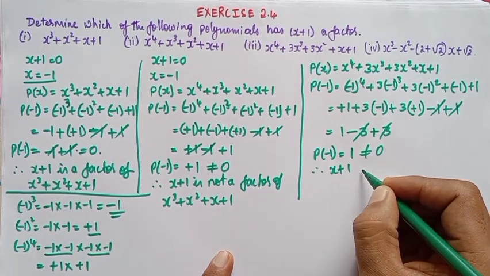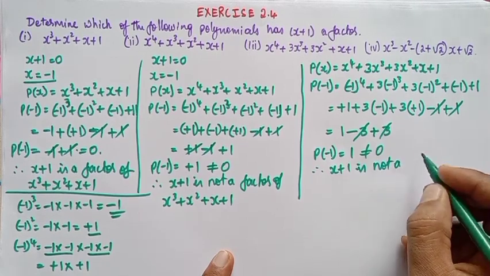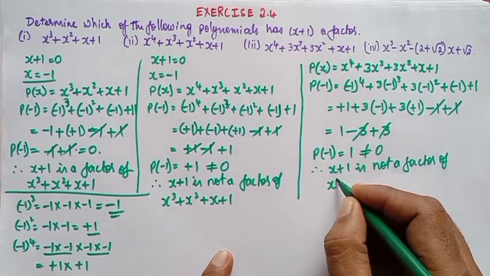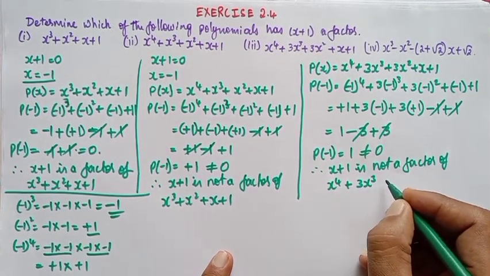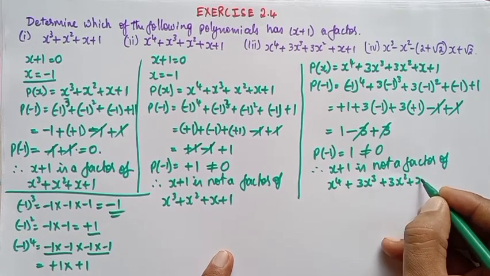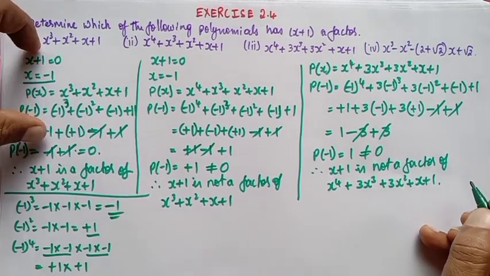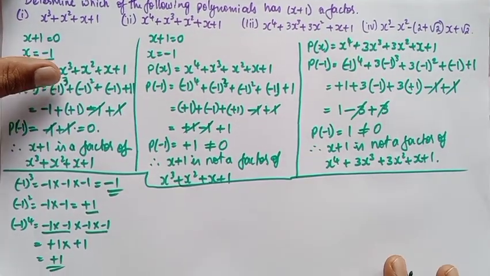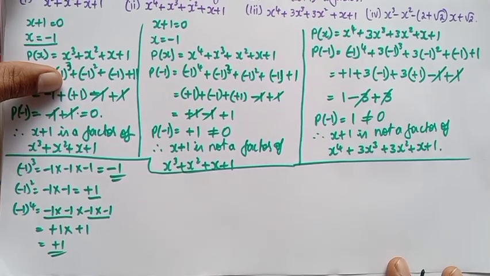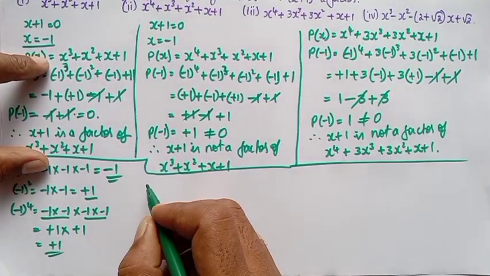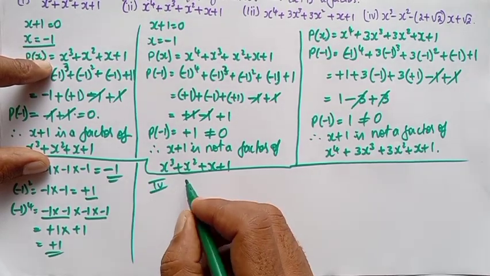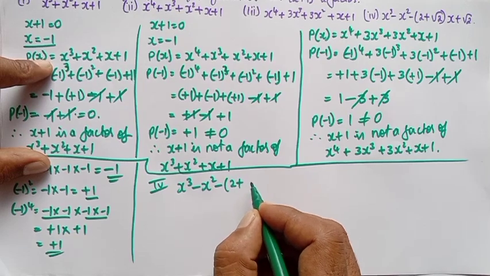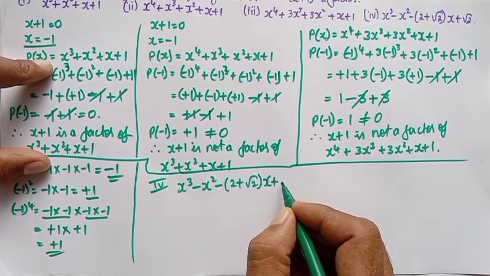Therefore x plus 1 is not a factor of x to the power of 4 plus 3x cube plus 3x square plus x plus 1. Let us move on to the next problem. That is the fourth problem. X cube minus x square minus 2 plus root 2x plus root 2.